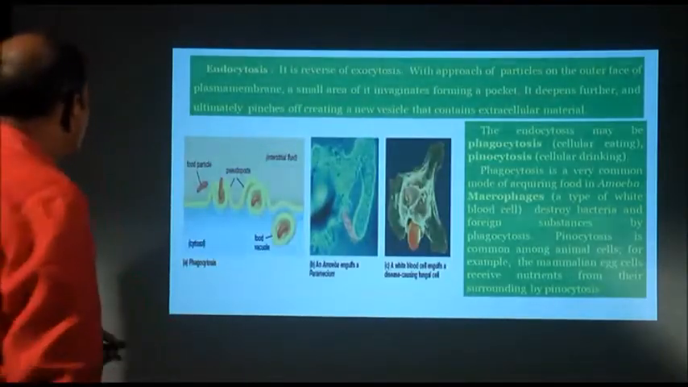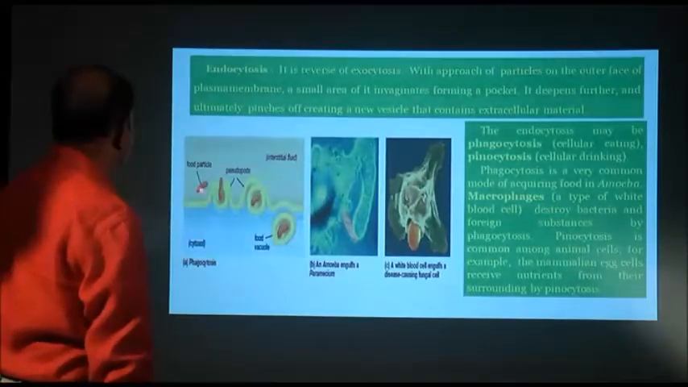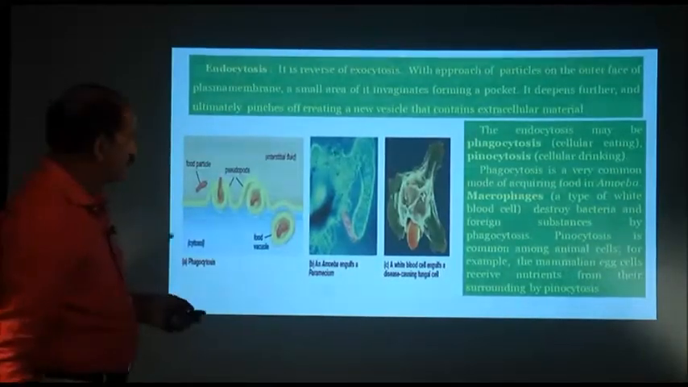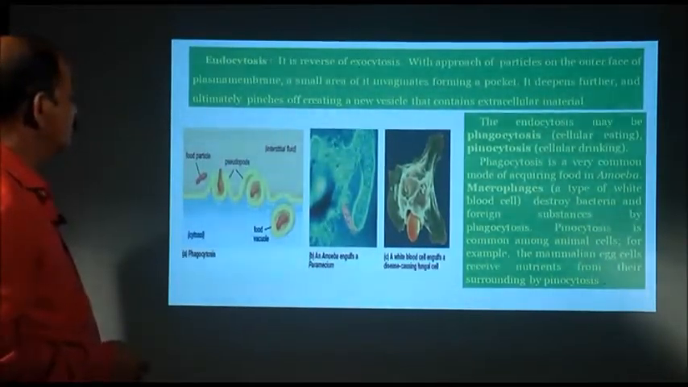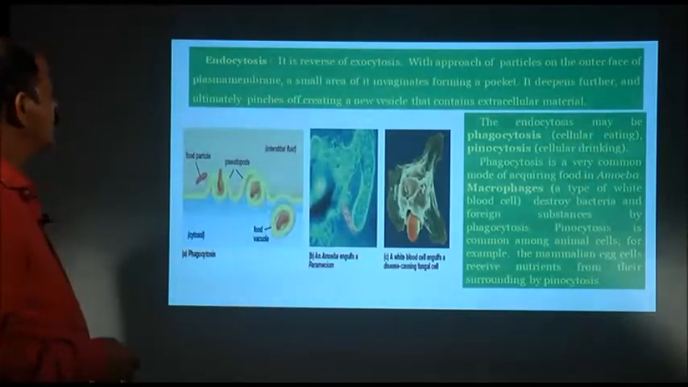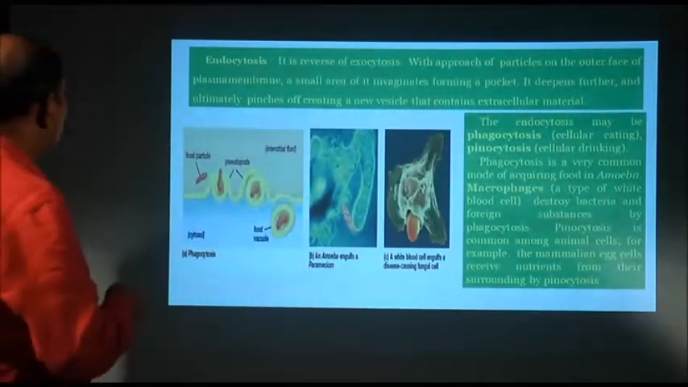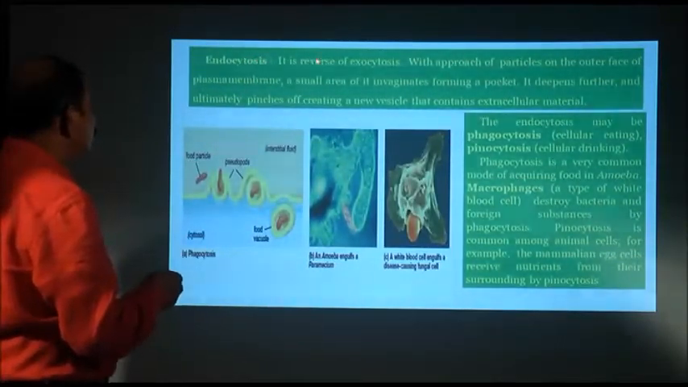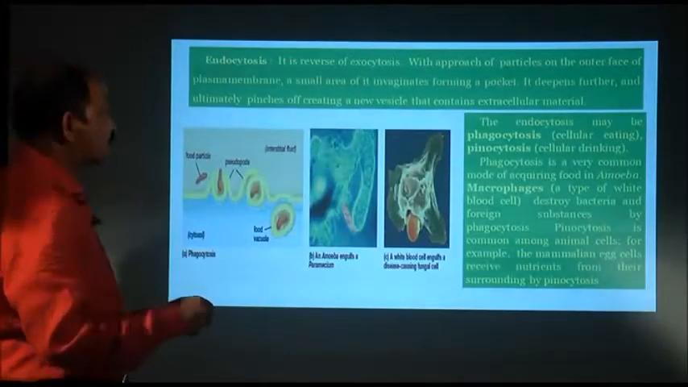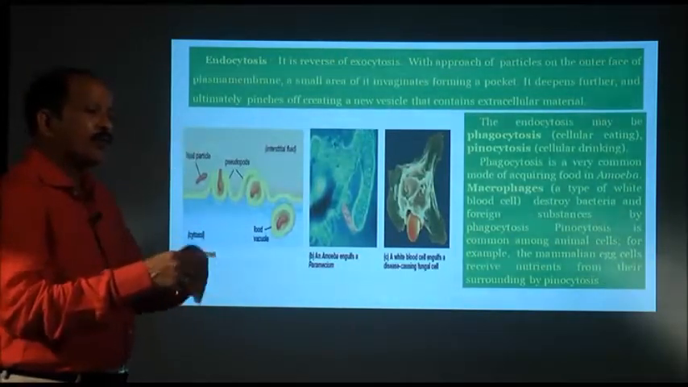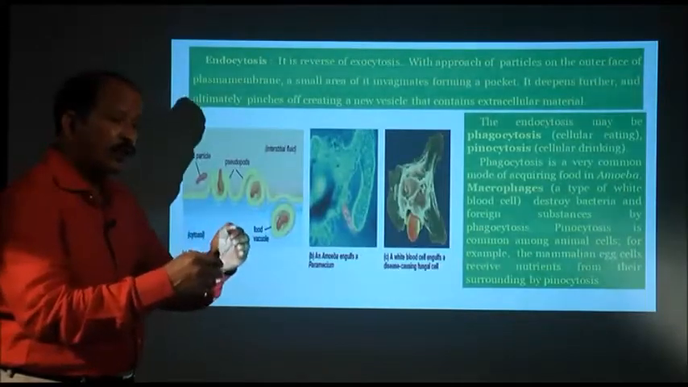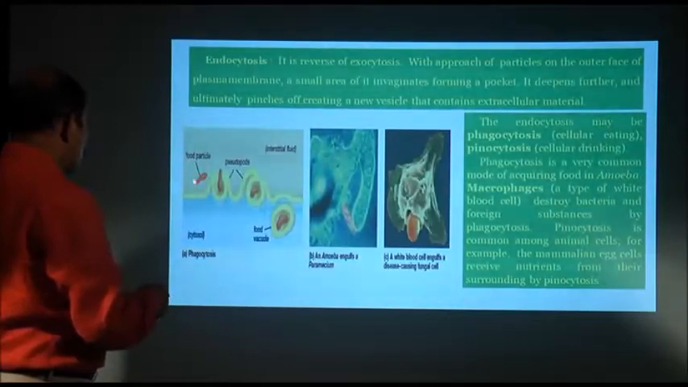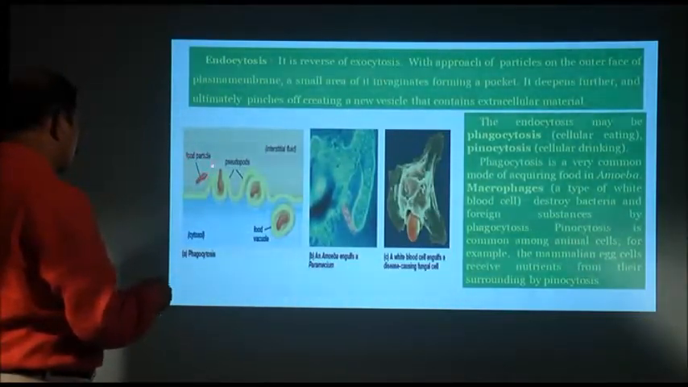Okay. Then here, endocytosis. Endocytosis. Endo means within. Cytosis means into the cell. So it is the reverse of exocytosis. In exocytosis, substances, particles move from within the cell to outside, but it is reverse. One thing that is outer, it is present outside the cell, it is internalized.